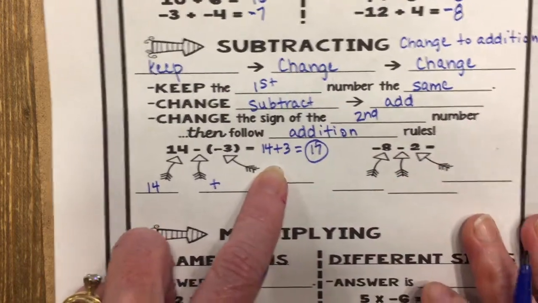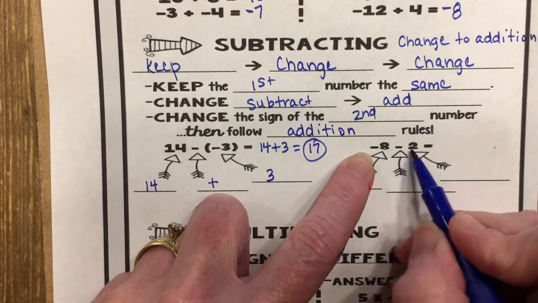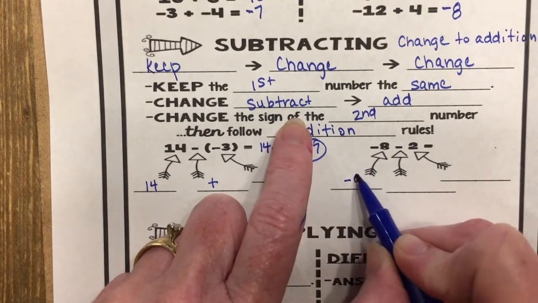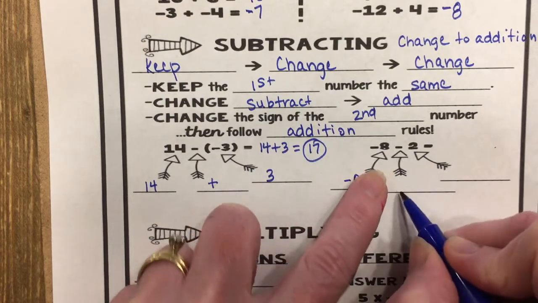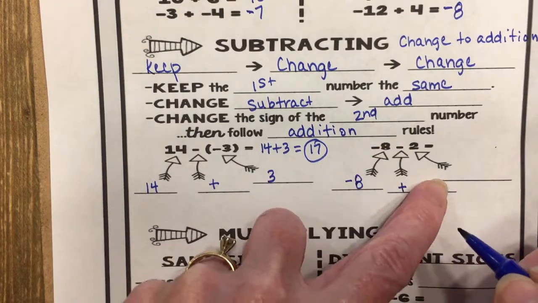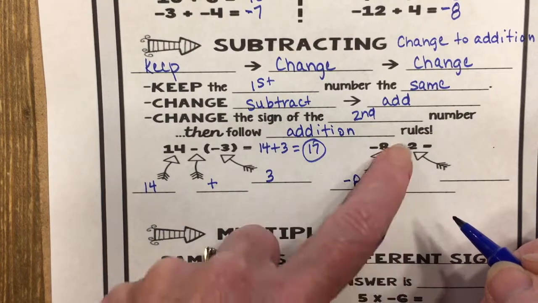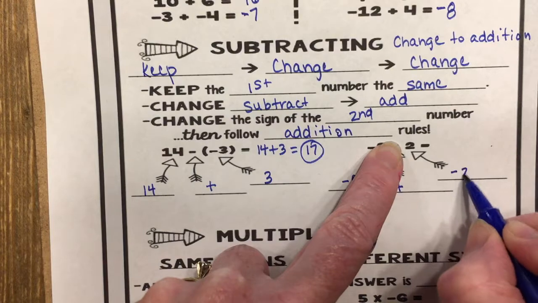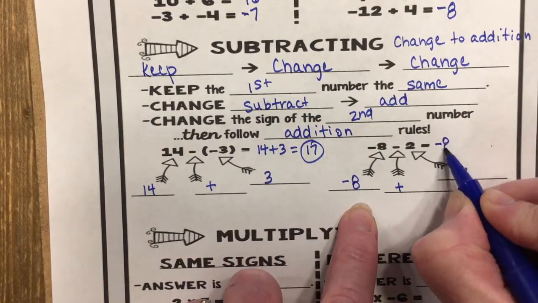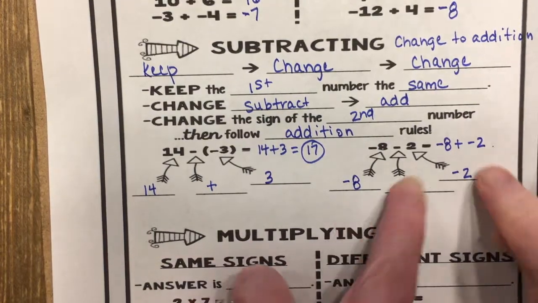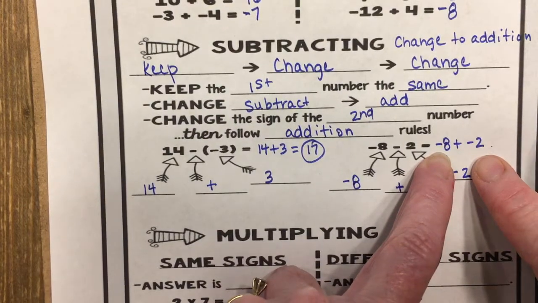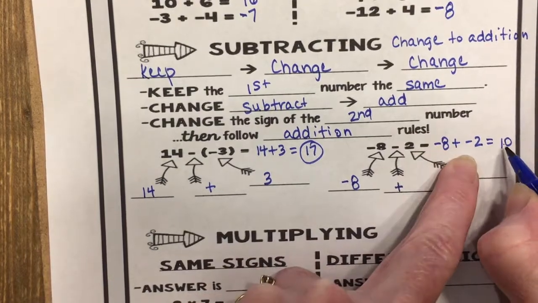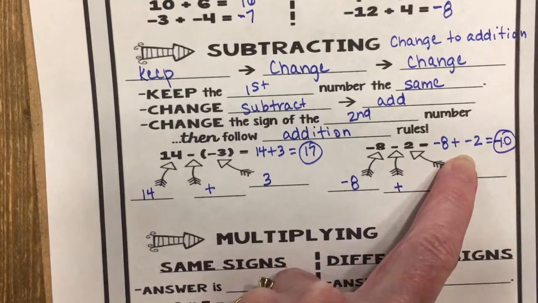All right, here it's a subtraction problem, so I want to rewrite it as addition. I'm going to keep the negative 8, change to add, change 2 to the opposite. So this was the subtraction that changed to add. This is just a regular 2. When I change it to the opposite, it's negative 2. Now I have this problem, negative 8 plus negative 2. So I'm using addition rules. These are the same, so I add them. And then because they're both negative, it stays negative: negative 10.